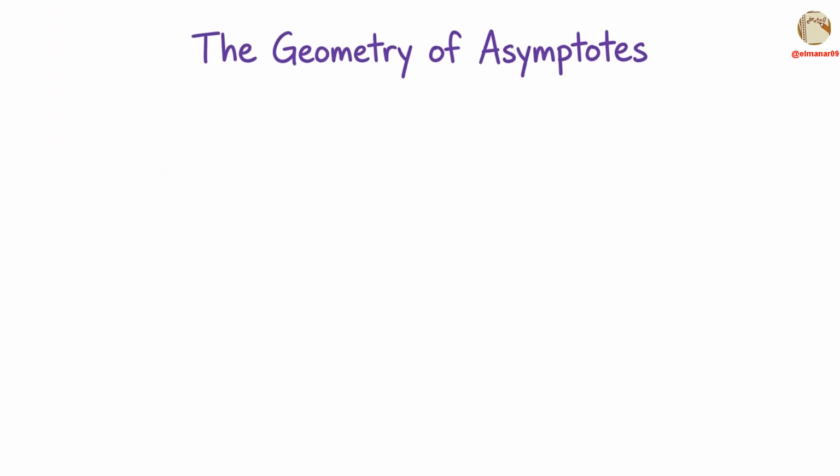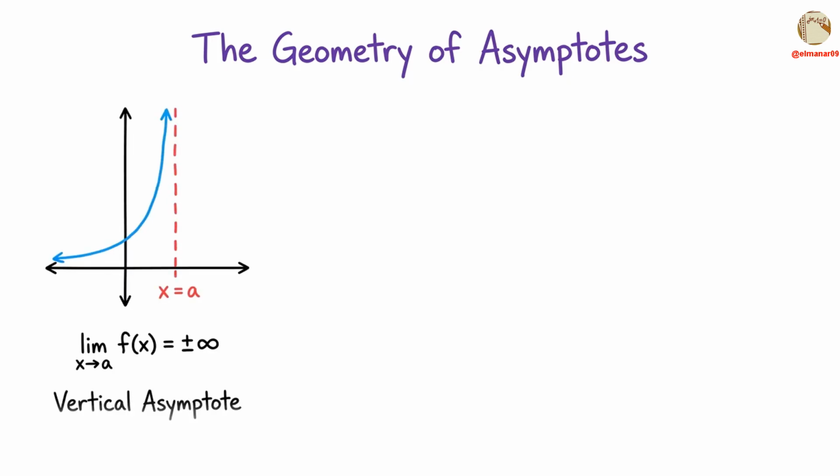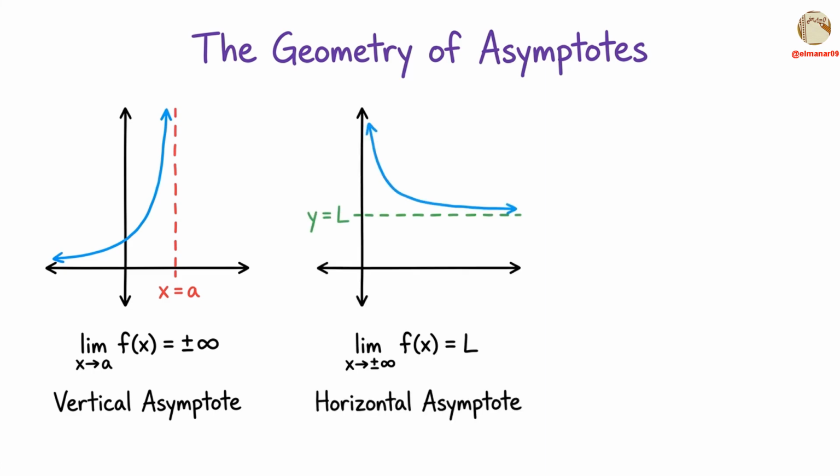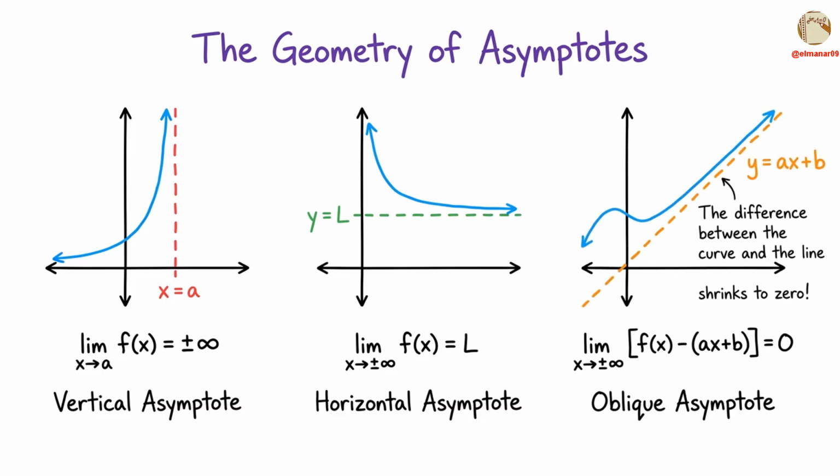Let's summarize the geometry of asymptotes so you can recognize them instantly. 1. Vertical asymptote. The function explodes to positive or negative infinity as x nears a specific number. 2. Horizontal asymptote. The function settles down to a flat line L as x moves toward the far ends of the x-axis. 3. Oblique asymptote. This is when the function approaches a slanted line, y equals ax plus b. The trick here is that the vertical distance, the difference between the curve and the line, shrinks down to 0. It's like the function is trying to become a straight line in its old age.